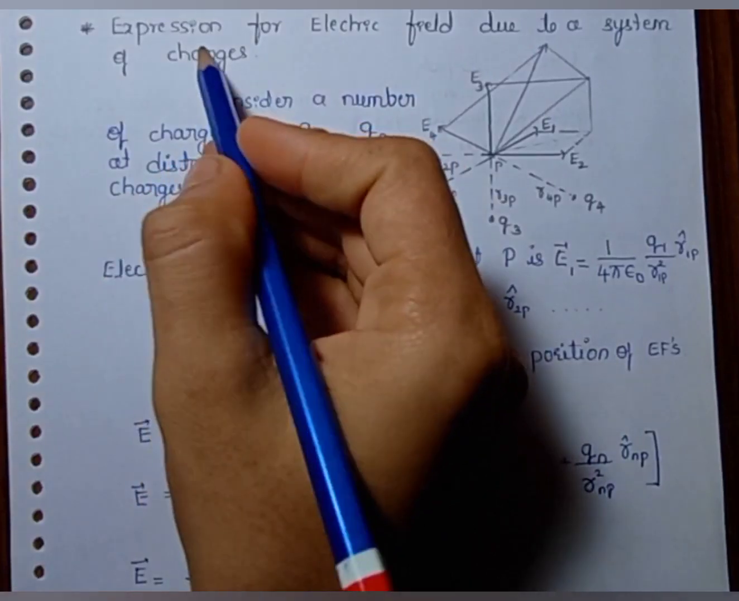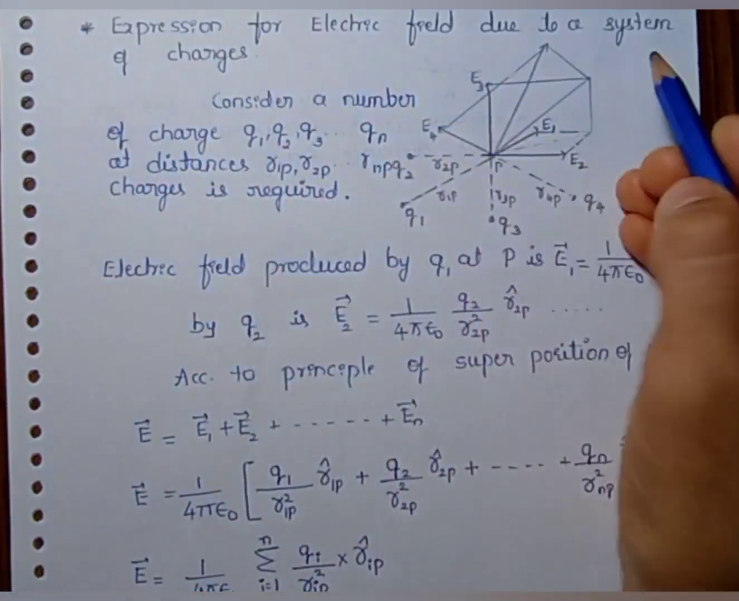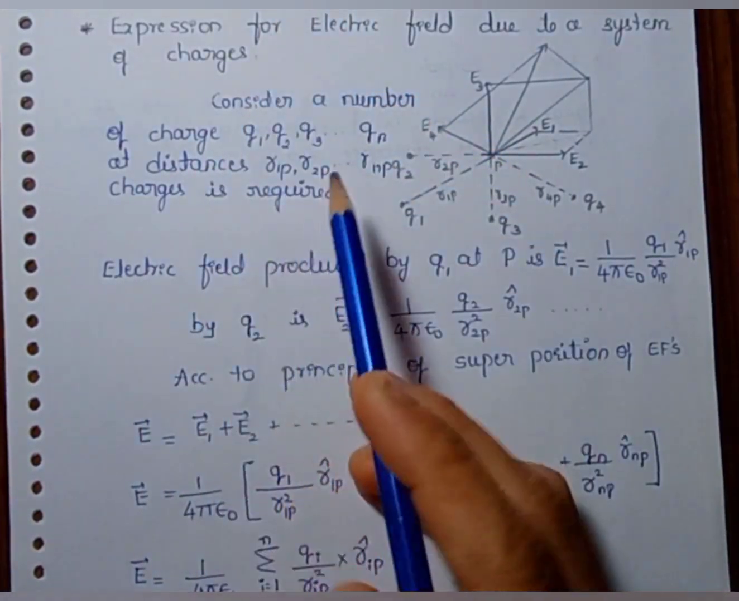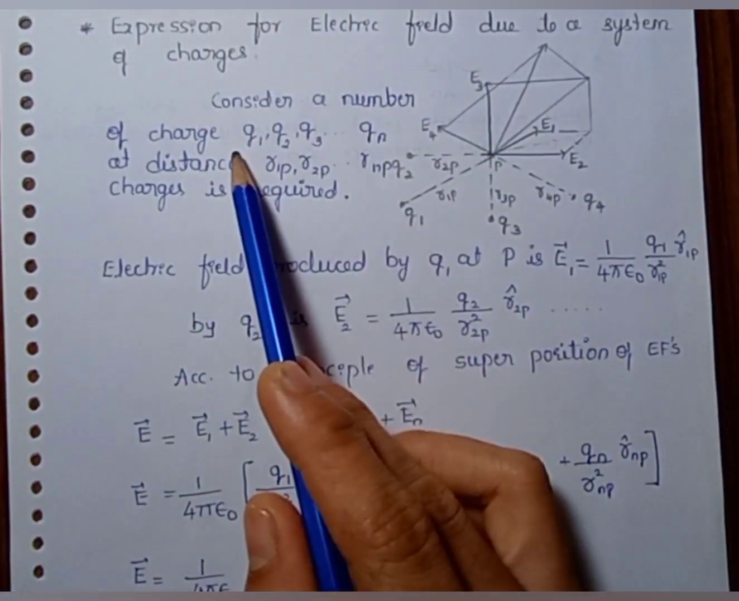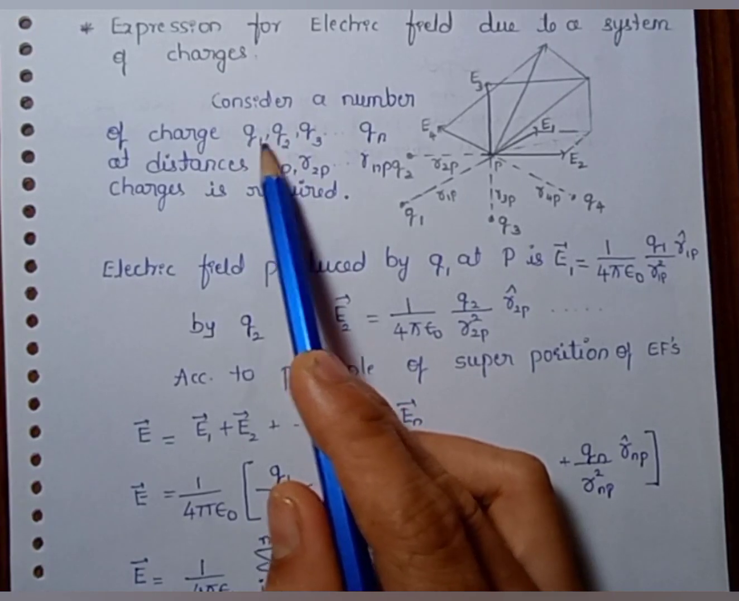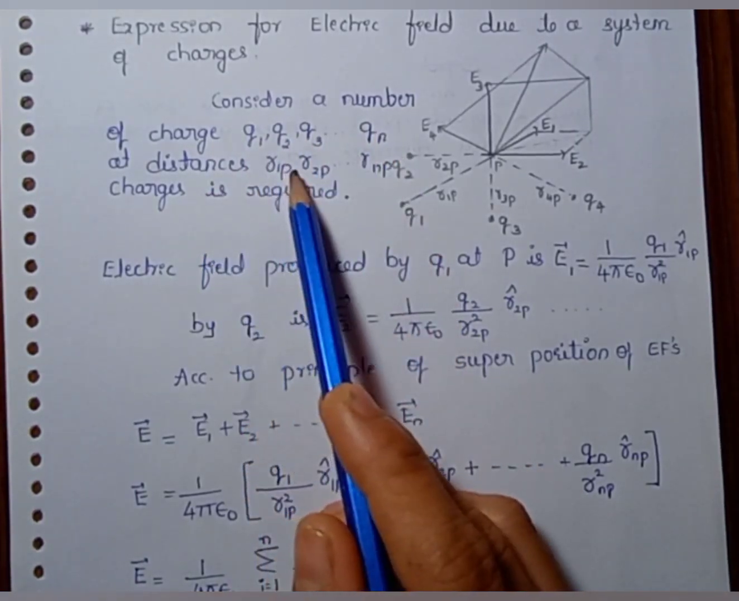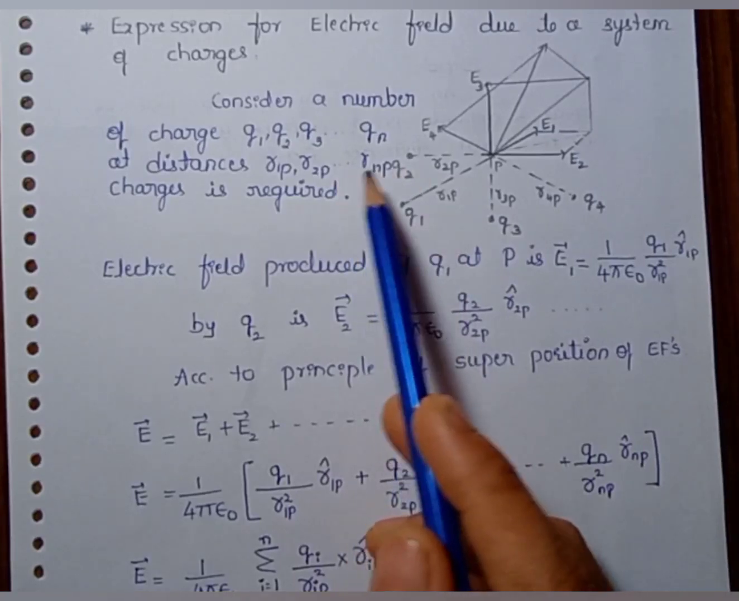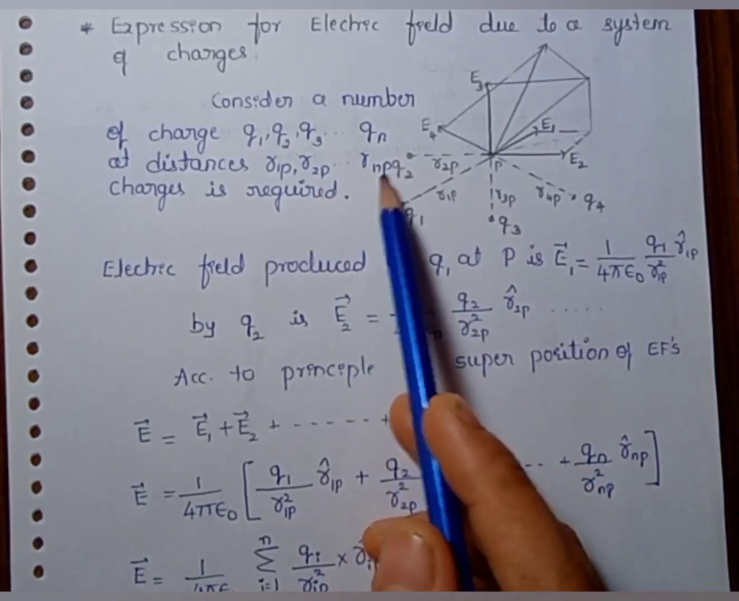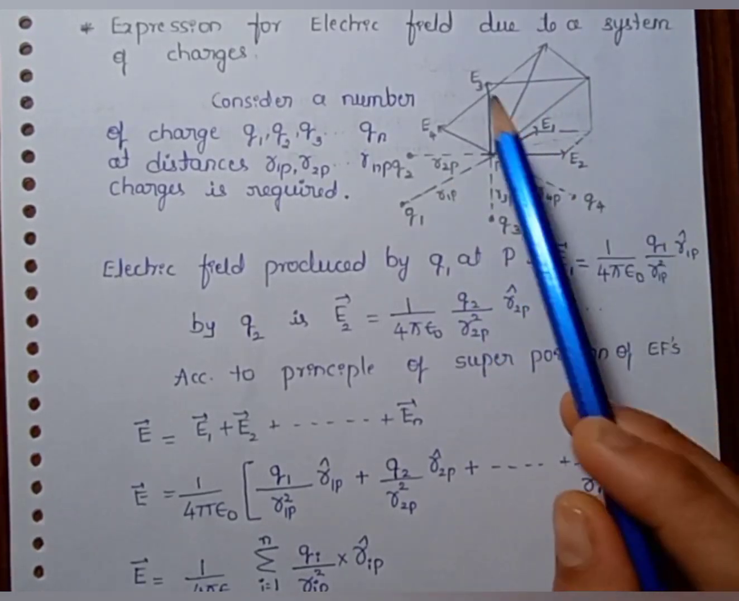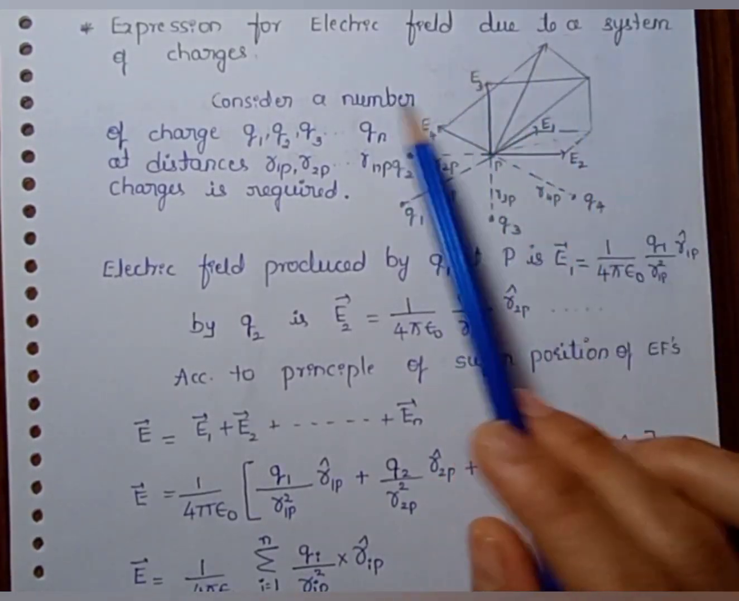Okay. Next one, it is expression for electric field due to a system of charges, means more than one charge. If you consider there is a number of charges Q1, Q2, Q3 so on up to Qn, which are at distances R1p, R2p and so on up to Rnp. This one is a diagram for electric field due to a system of charges.